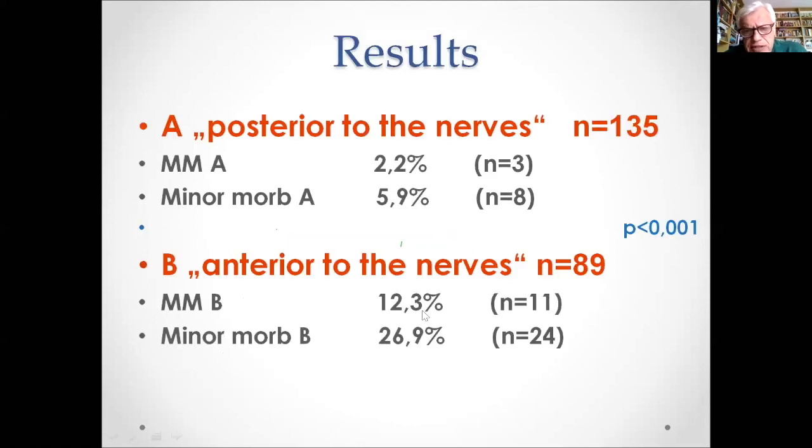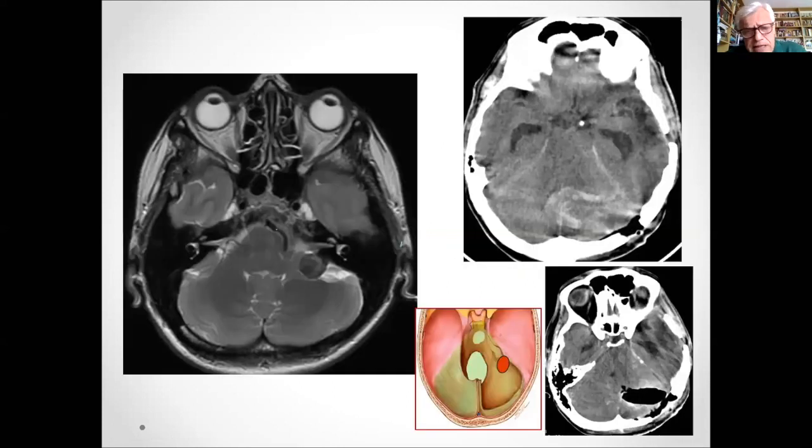And this is what you come up with, that those tumors which are posterior to the nerves, they carry the low risk of surgery. On the other hand, those which are anterior to the nerves, they carry much higher risk of surgery. And it's statistically significant, this difference. And of course, this carries something which you need to think about whether to operate or not.